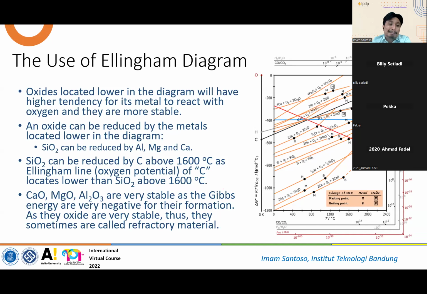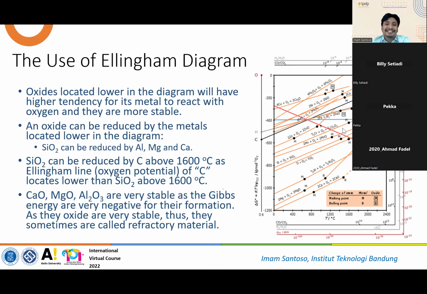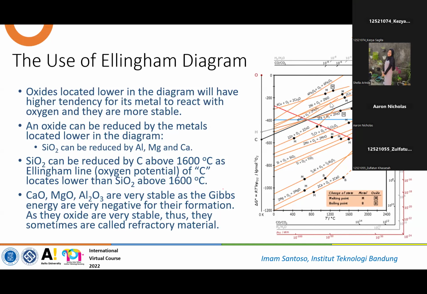Can MnO be reduced by, for example, aluminum to produce Mn? Very simple question. Anyone?